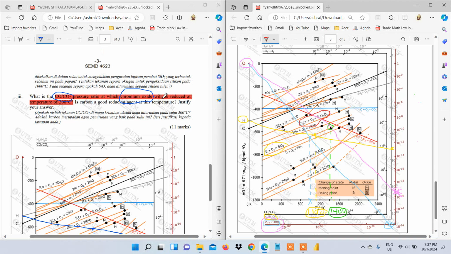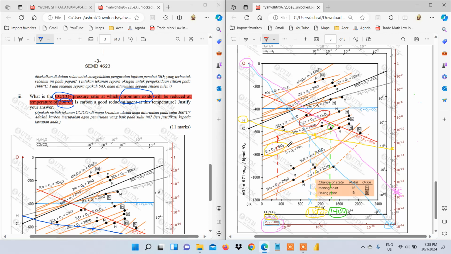And then they ask for the ratio of CO over CO2 at a temperature of 300 degrees Celsius. So we look back at our temperature axis, where we find 300 degrees Celsius, which is around this area actually, and then we interpolate or extrapolate the line until it intersects with our chromium slope right here, this point.